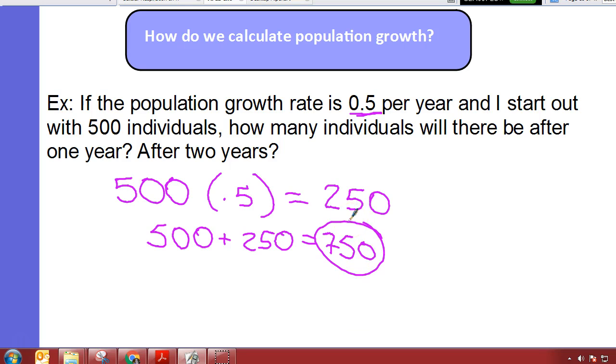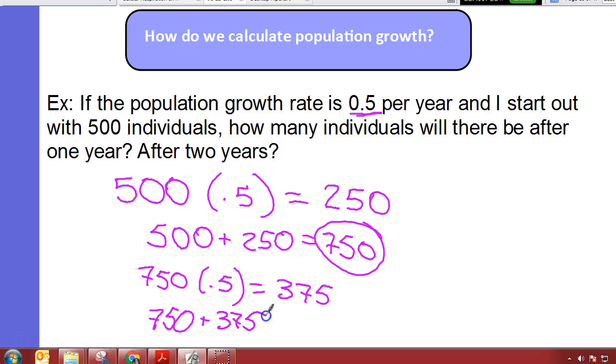Now, in order to find it after the next year, all we have to do, 750, again we multiply it by 0.5, the growth rate. This means for each individual here, 0.5 of an individual is going to be added. So we'll get 375. Again, 375 is not my population. In order to find my population, I just have to take 750 plus 375. I think it's 1125. We'll go with that. 1125.